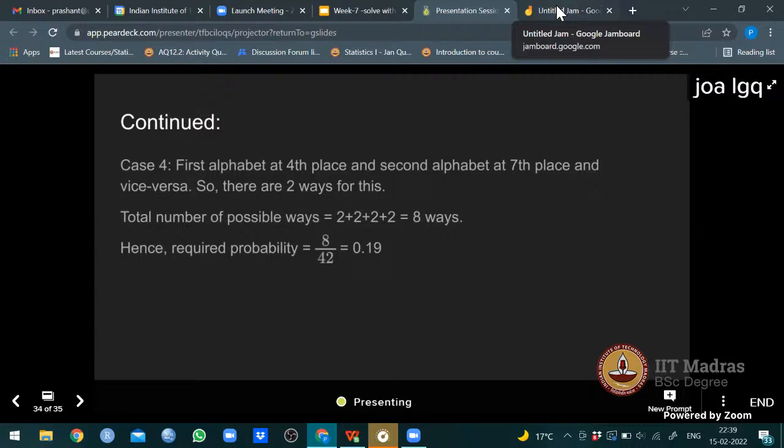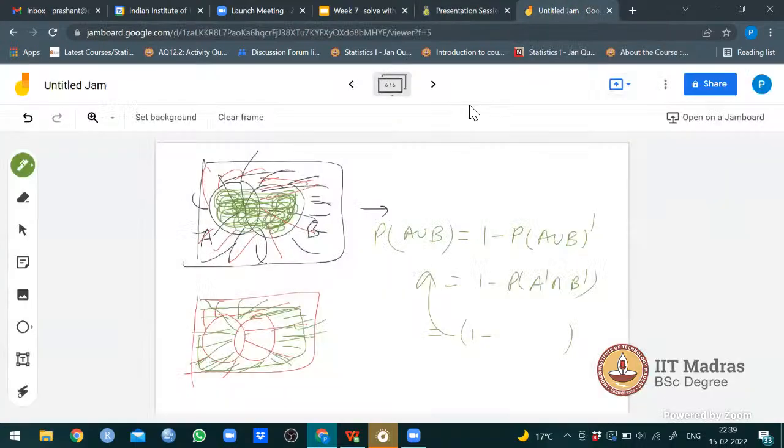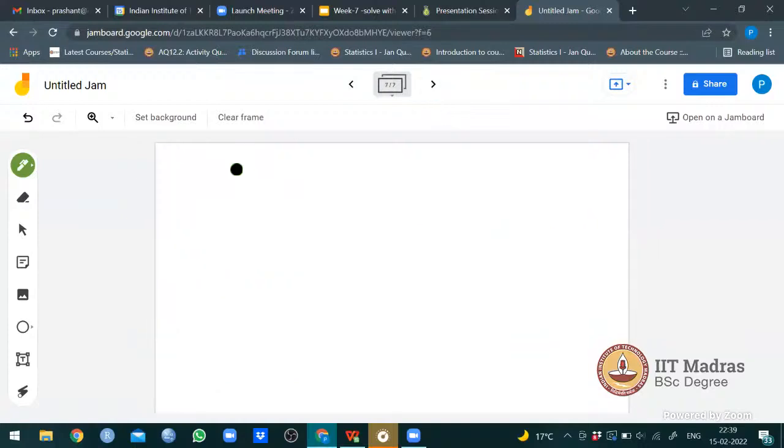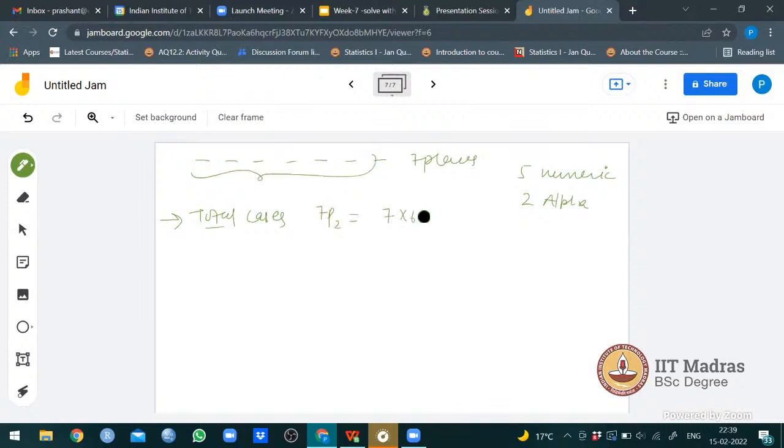Sir, please explain the cases once more. Okay, see. You have total 7 places, 1 to 7, out of which you have 5 numeric and 2 alphabets. You have to arrange the 2 alphabets first. In how many ways can you arrange 2 alphabets out of these 7 places? In 7P2 ways, that means 7 into 6, which is 42 ways. Till this point it's clear.